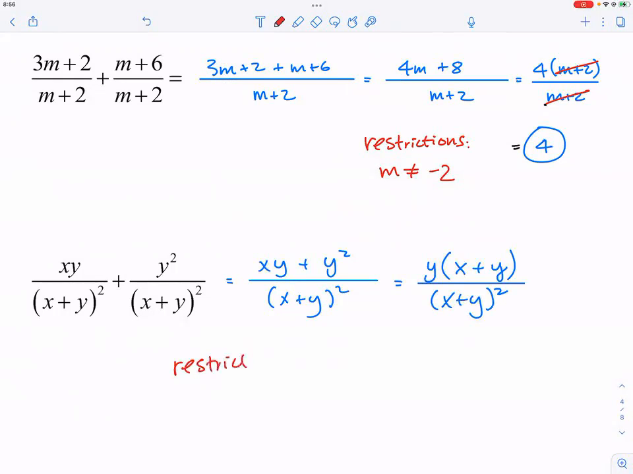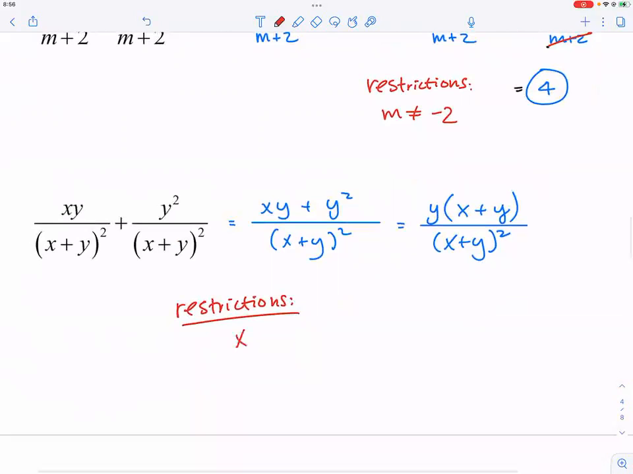So our restrictions here is, well, we do not want the denominator to become 0. So we can say x plus y cannot equal 0. And so x cannot be the negative y value. Okay.